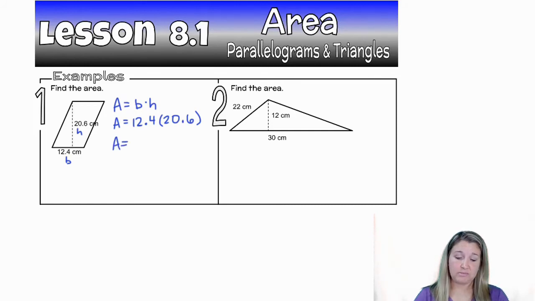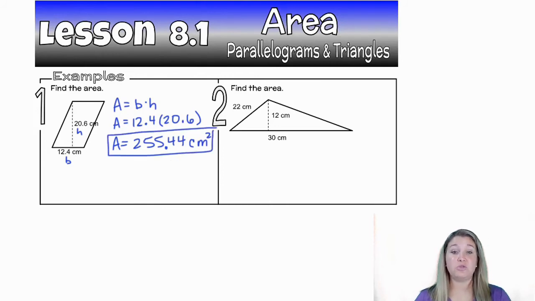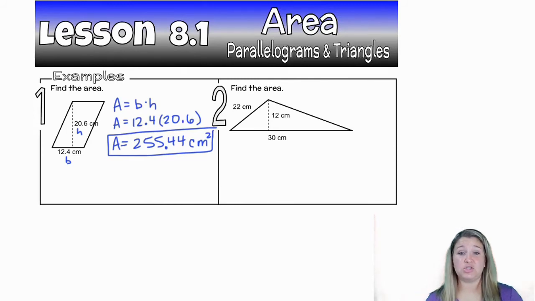So the area is going to be 255.44, and we have centimeters, so it's going to be centimeters squared. So very important that you keep those units there. And that's it. The next one that we have is just a triangle.